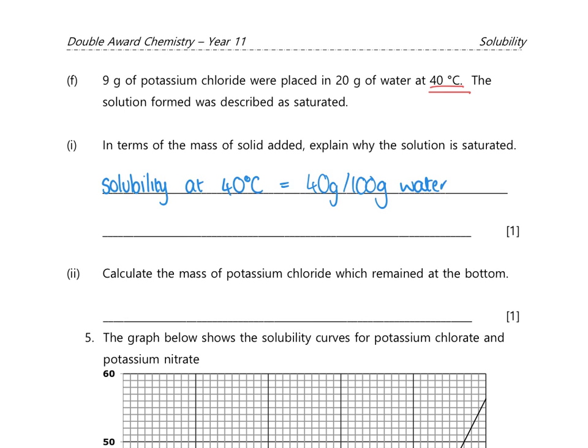What does that tell me? Put it into words. What does that mean? For 100 grams of water, you can always dissolve 40 grams of potassium chloride. Perfect. Absolutely perfect. Okay. But the problem is here, I only have 20 grams of water. Yeah, it is. Okay, so then I need to work it out in 20 grams of water.